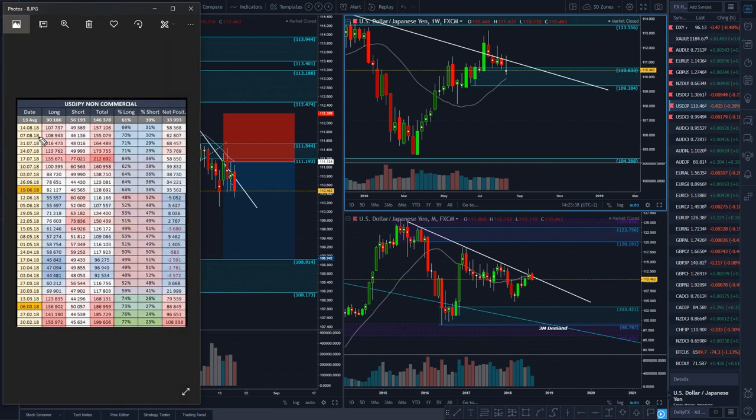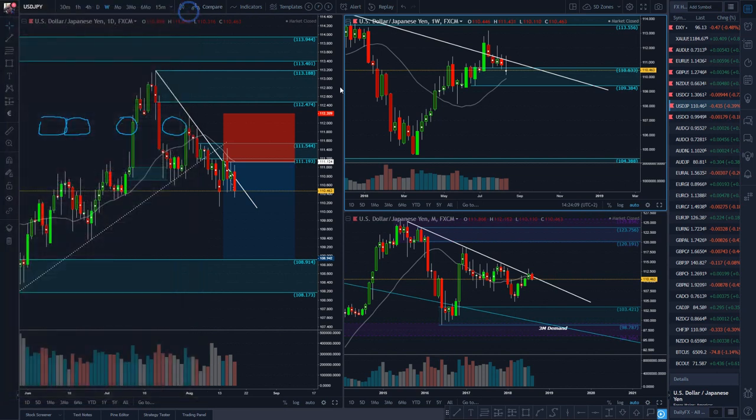And if you look at the data, we can see that the longs were lowered by 1K and the shorts were added by 3K. So the percentage is now for the first time dropping, and the net positions are dropping as well. So this could be a potential short opportunity in the future. So I'm expecting this yen getting stronger.